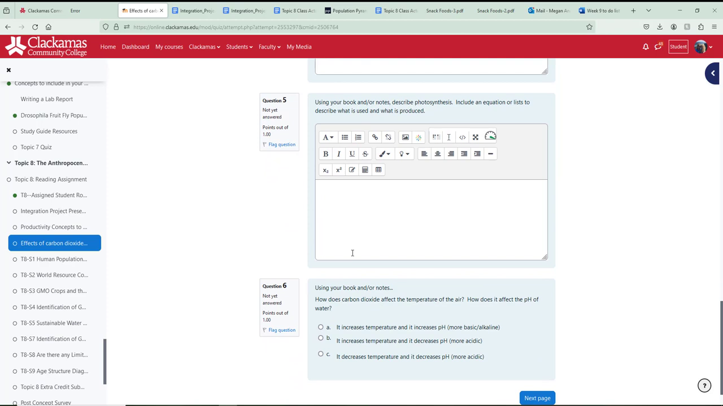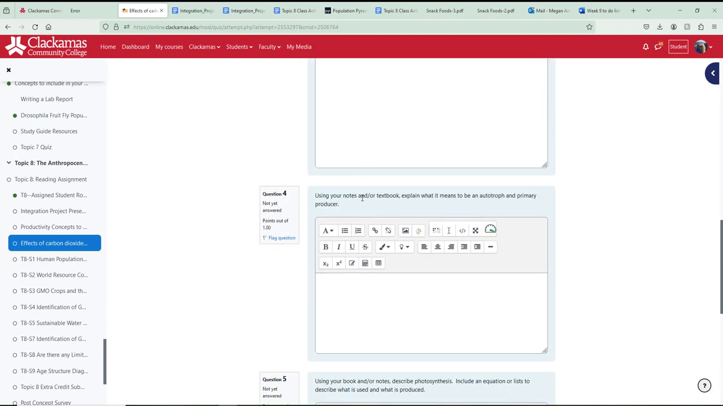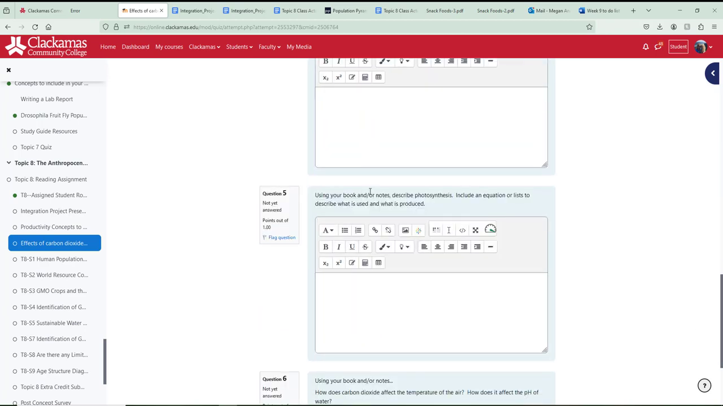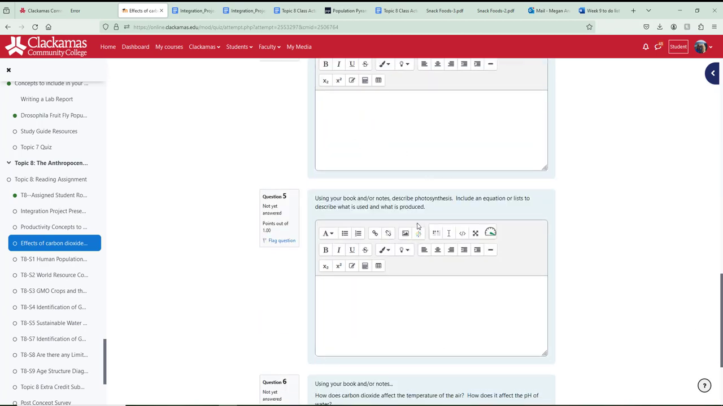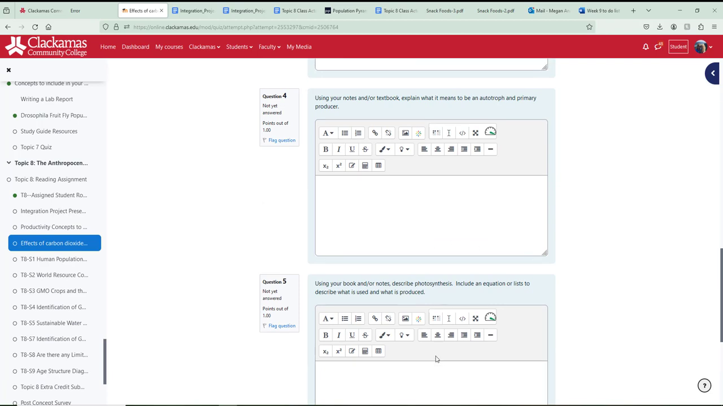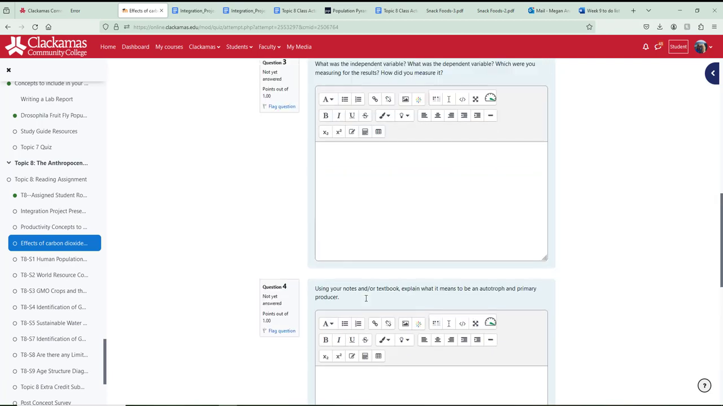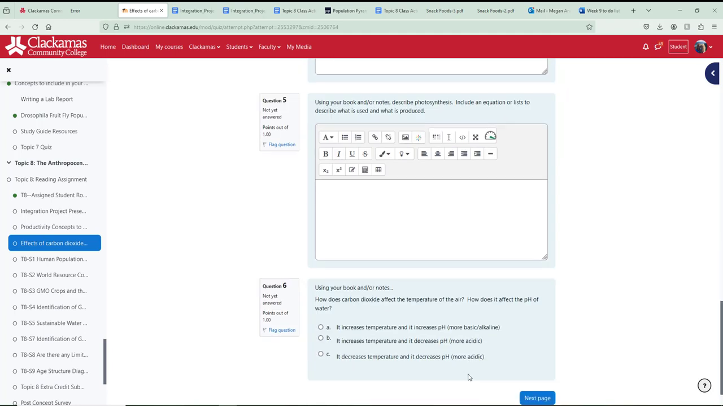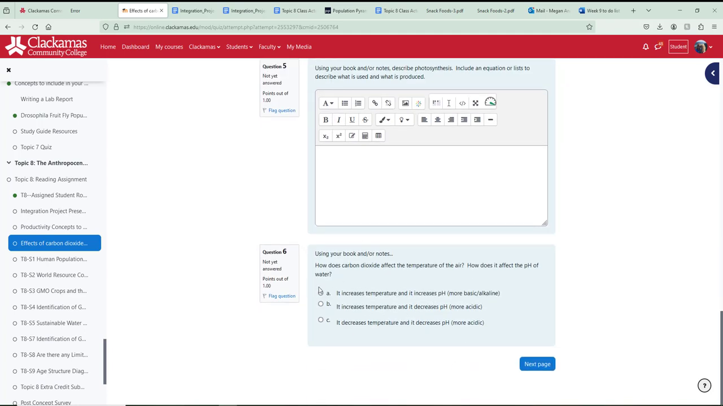Describe photosynthesis. And by the way, when it says use your notes or textbook, make sure you cite. If you're using your book, just say Odigia. If you're using your workbook, just say workbook. It's just so you cite. Here we have a multiple choice question.